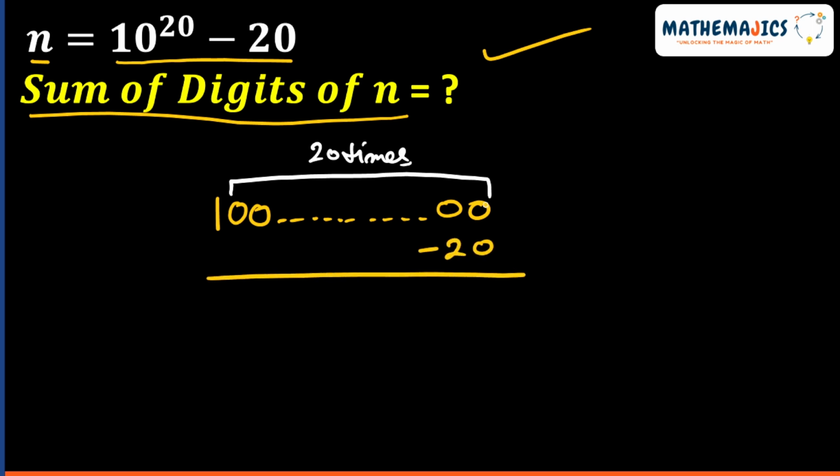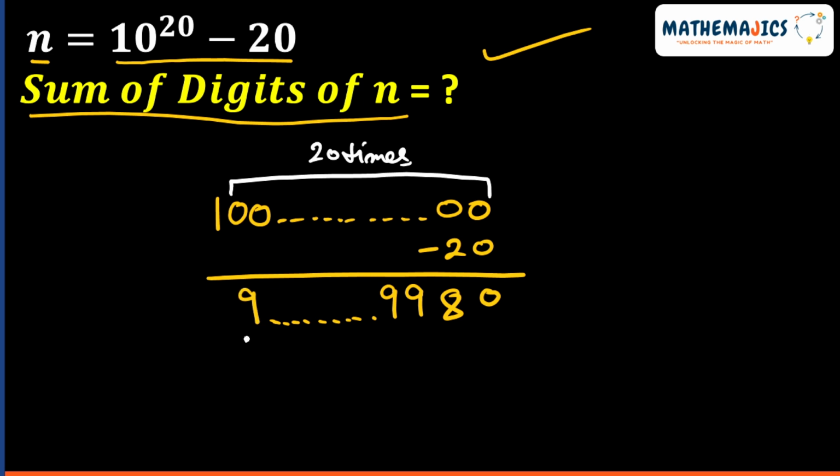Now, if we subtract 20 from this huge number, 0 minus 0 is 0, and we will borrow 1 from the left side. We will get 10 minus 2, 8. And how many 9s will come here? Please think. If we borrow from the left hand side, how many 9s will come?